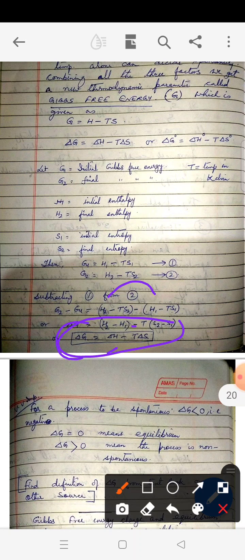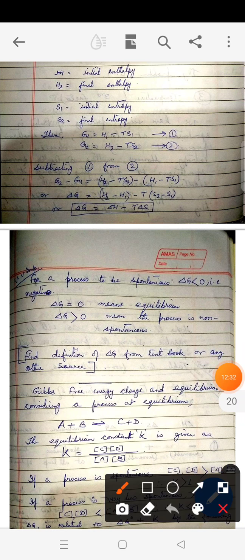Now delta G is the only factor by which we can at one go say whether a process is going to be spontaneous or not. How to know that? For a process to be spontaneous, delta G has to be less than 0. If delta G is equal to 0, that means the state has attained equilibrium. If delta G is more than 0, the process is always going to be non-spontaneous at any temperature. So look for the definition of delta G in the textbook, or you can try to find it from any other reference book also.